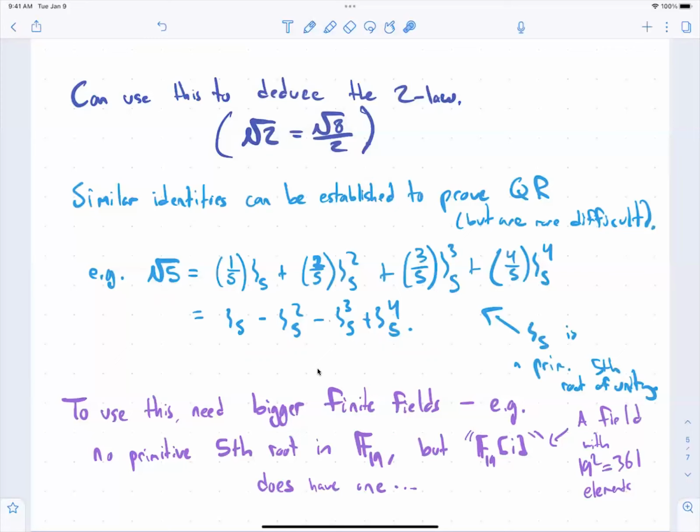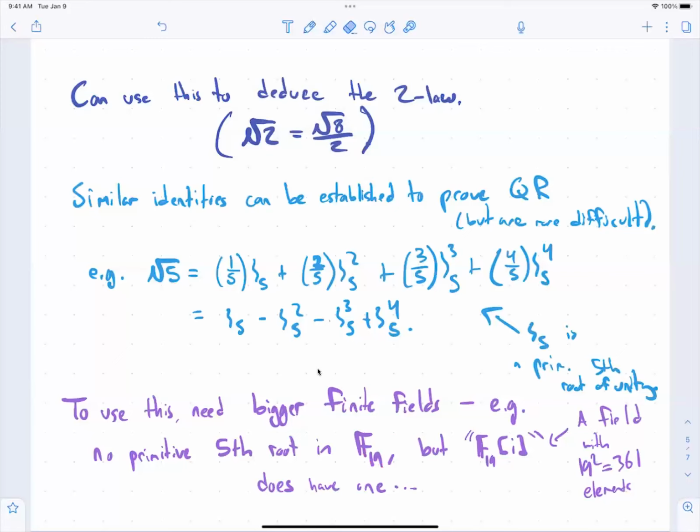Right, so if you want to prove quadratic reciprocity this way and use this to write down square roots, there's a little hitch, and this is the reason I can't explain this more. To prove quadratic reciprocity, you need to be able to go up to bigger finite fields than the ones we've talked about so far. For example, we talked about the field with 19 elements, F19, but there's not actually a primitive fifth root in F19. So if you want to use this formula, you have to first go up to a larger place.